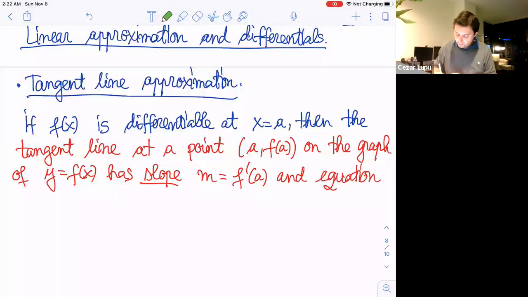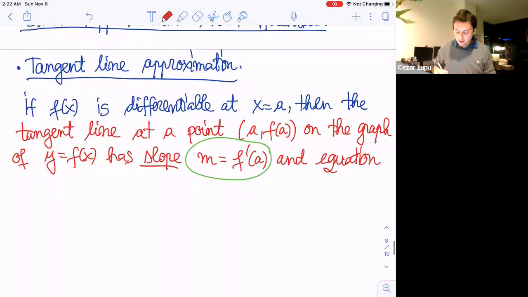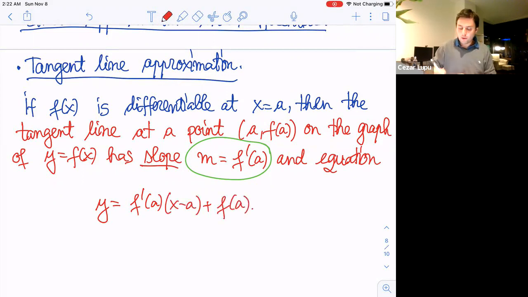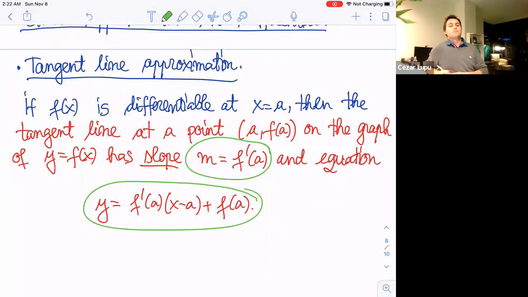And the equation will be y equals f prime of a times x minus a plus f of a. Okay, so we already knew this stuff, right? So this is what happens with the tangent line at a point of the graph of f.